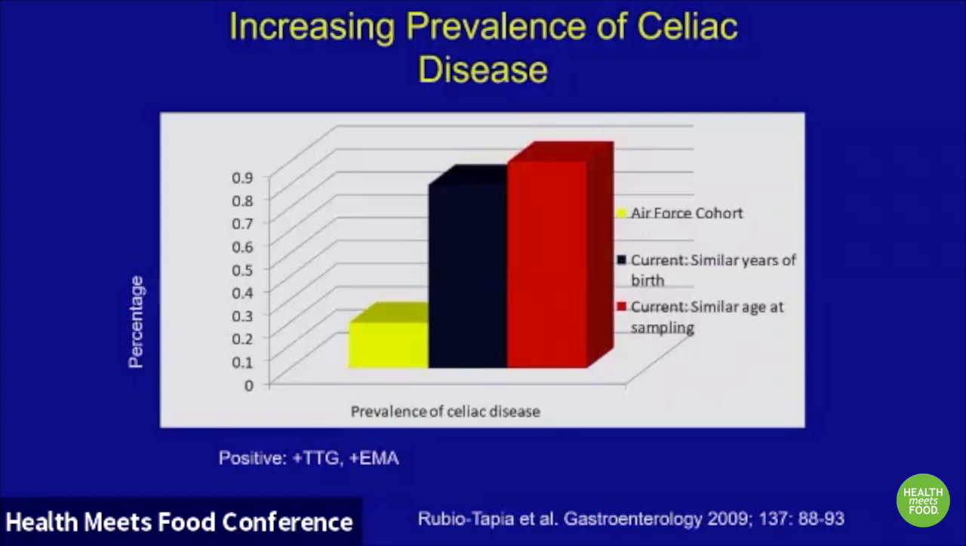So the prevalence of celiac disease back then was 0.2%, whereas it's close to 1% now. So there's been this 4 to 5-fold increase in celiac disease in these 50 years. And it actually occurred mainly in the 1980s and the 1990s for some reason. And we don't really know why that is. We can talk about the widespread use of antibiotics, etc.